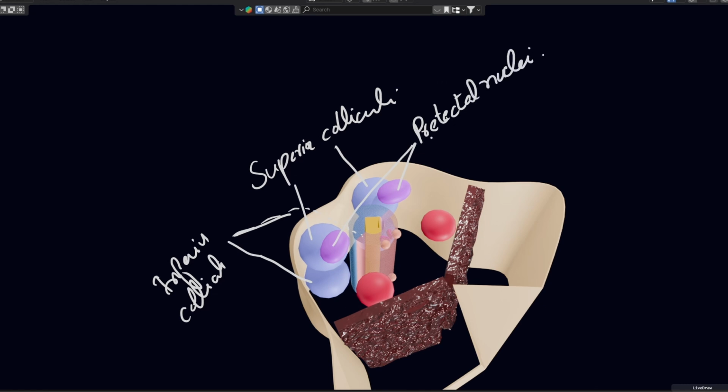Basically they are present in the pretectal area, and it is said that the pretectal area is at the junction between the thalamus and the midbrain. So actually what happens is, if I draw a simplified diagram, here is the midbrain. Okay, so here is the midbrain.